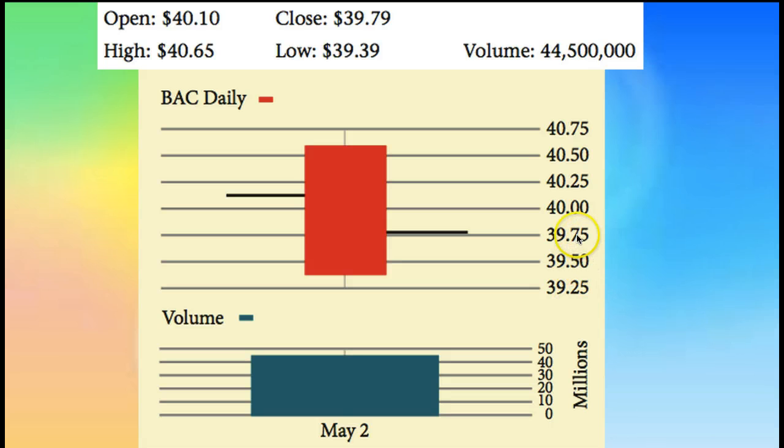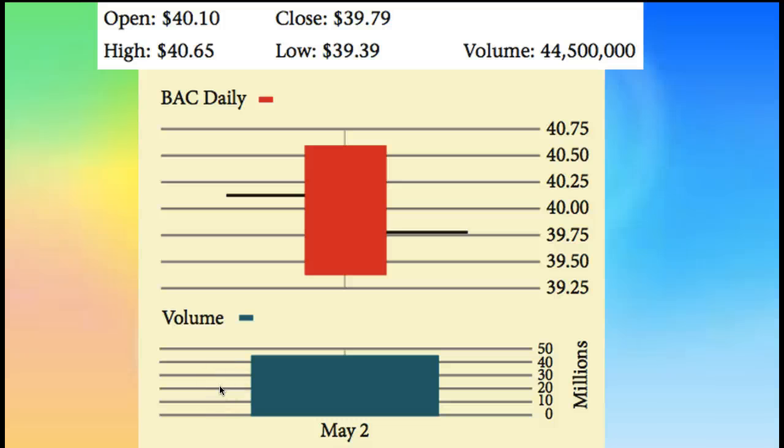Notice that I'm labeling and going up by 25 cents each time. Our volume was 44,500,000, so I just went up by tens and I wrote millions out on the side. And this is approximately 44,500,000.